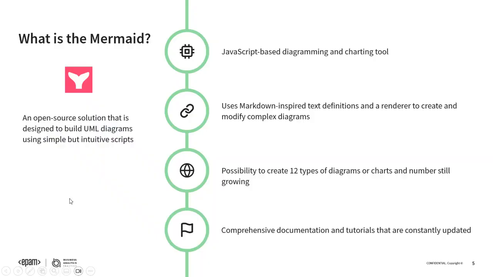It is Mermaid. As you can see, it is an open source solution that's designed to build UML diagrams. It can create up to 12 types of diagrams, and as the documentation says, there are still 2 or 3 in development. When we first planned these meetings, there were, I think, 10 types of diagrams. 2 of them were added just after we planned this webinar. We will do the most up to date, but still we will go over them.